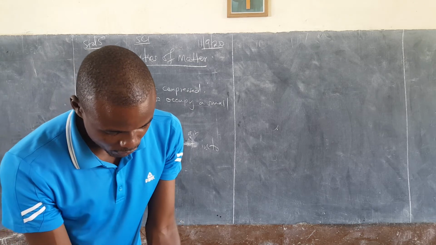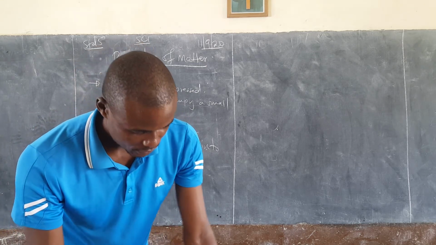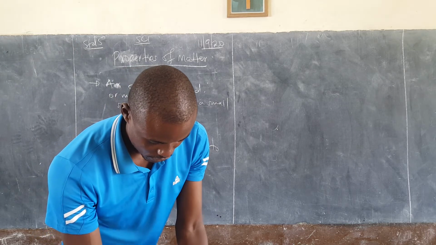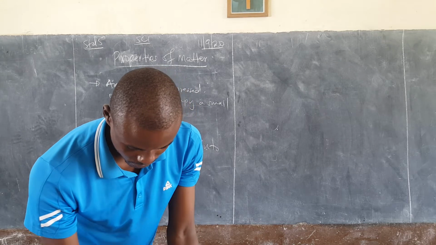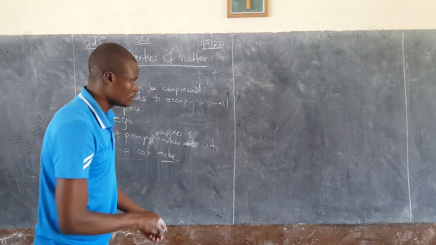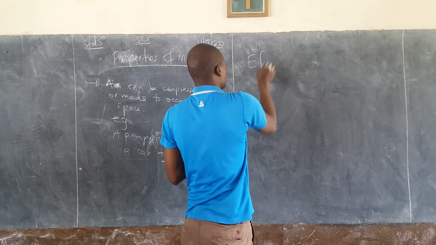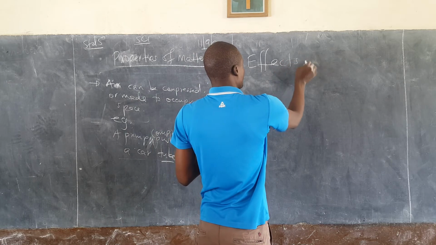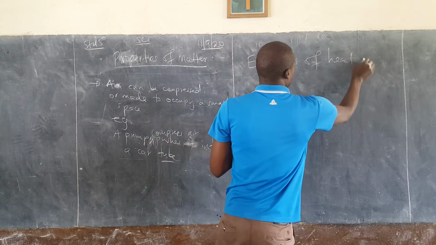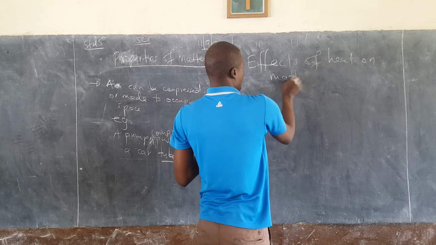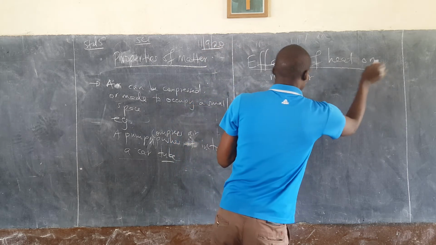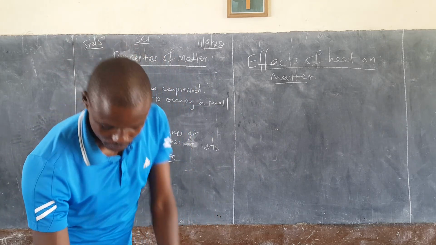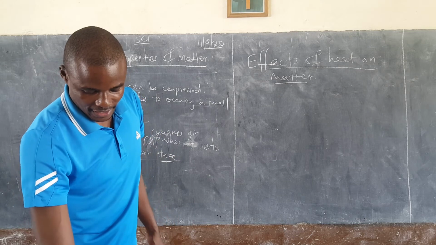So we're going to go very quickly to the effects of heat. The effects of heat on matter. And that is the major part of our lesson of today. So we come to the effects, learner, on matter, of increasing and decreasing temperature.